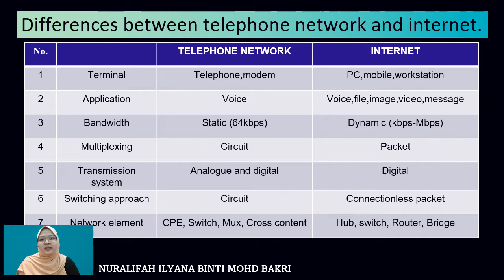Telephone network is a connection-oriented circuit switch network. That is, a connection must be established between the two endpoints, while the internet is a connectionless packet switch network. This means that packets can be sent without following an established connection. Network elements used in telephone network are CPE, switch, mux, and cross connect, while in internet are hub, switch, router, and bridge.